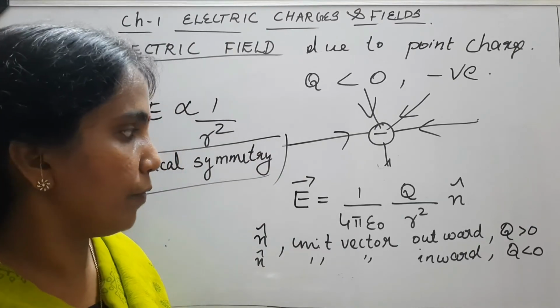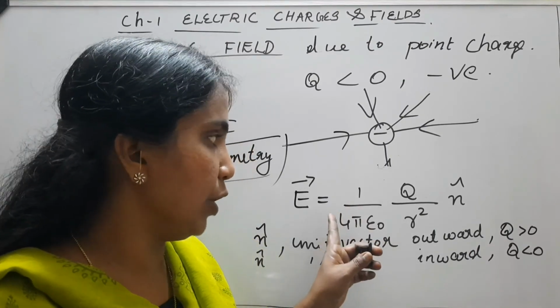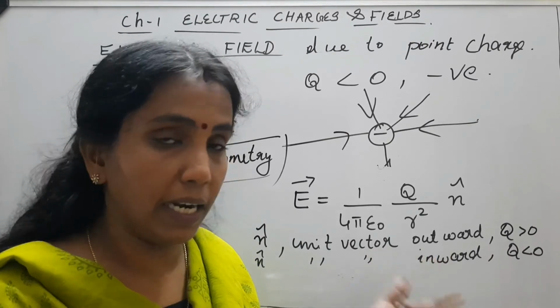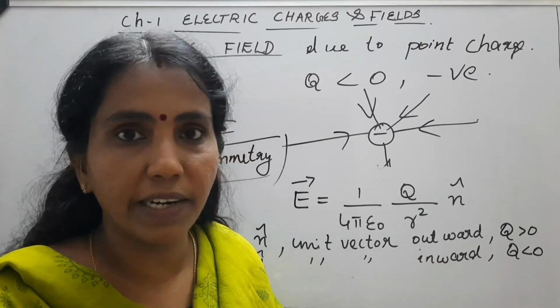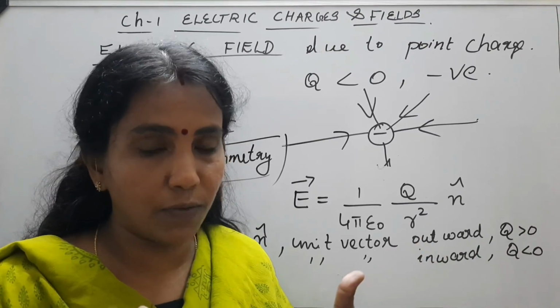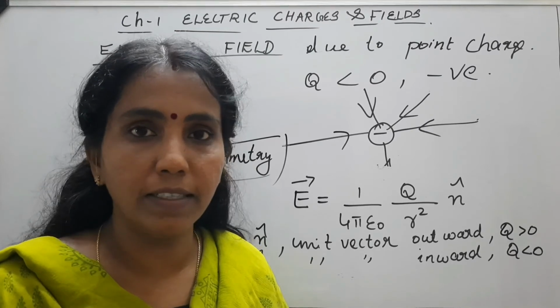So this is what we have about electric field due to a point charge. Its magnitude is 1 by 4 pi epsilon 0 Q by R square. Direction is radially outward for positive charge and towards the charge for negative charge. And it has got spherical symmetry.